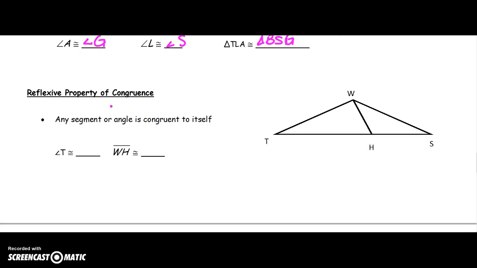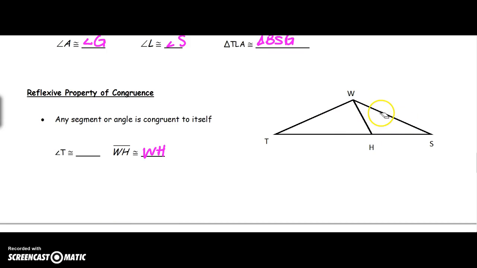One more thing we're going to talk about today is the reflexive property of congruence. This is where we have any segment or angle that is congruent to itself. So if you notice, we have three triangles in this image. Let's go with WH. WH is being shared with triangle 1 and triangle 2. It's the same side. This means it's reflexive. That measure is always going to be the same for both. So we can say WH is congruent to WH.